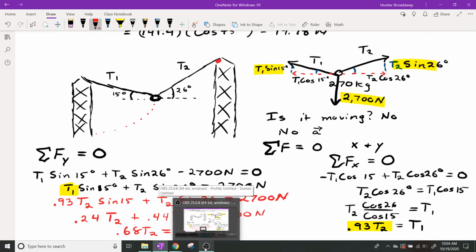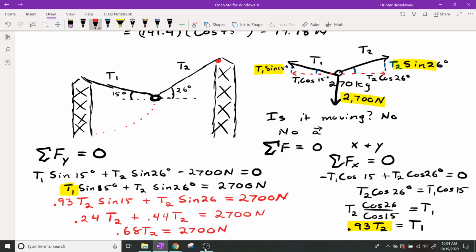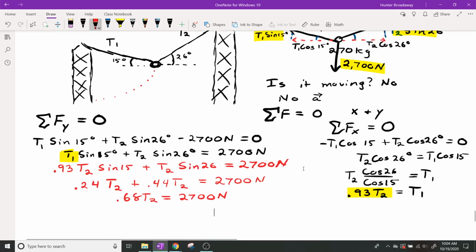We're going to divide both sides by 0.68, and that gives us our T2. What is it? 3970.6. Okay. T2 equals 3,970 newtons. Don't worry about the 0.6, it's fine. So we also know that 0.93 times T2 is equal to T1, which means that 93% of T2 is the T1 value.